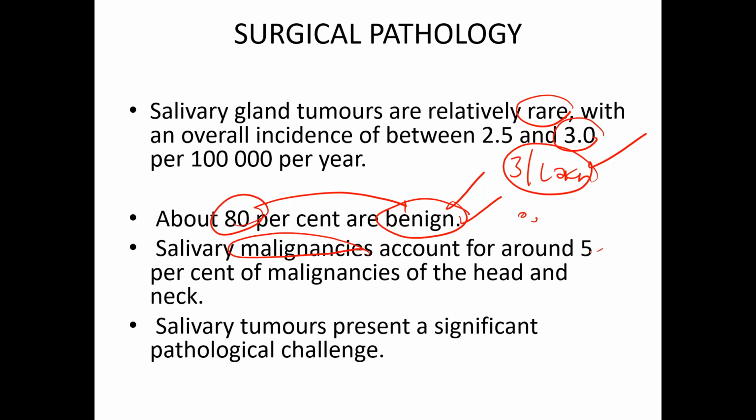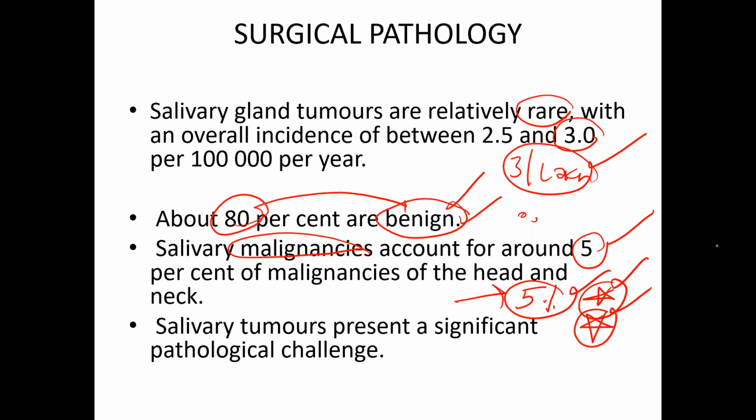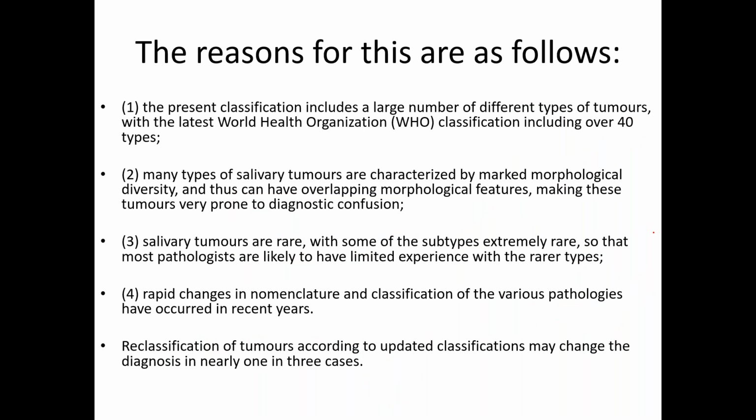Malignancies form only 5% of head and neck malignancies. And they are a pathological challenge. I told you nearly 40 types are there. You should keep that in mind. They're very rare, and difficult to diagnose also. So malignancies of salivary glands form about 5% of the whole of the malignancies.